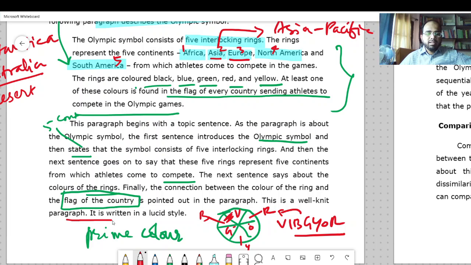This is a well-knit paragraph, and it's well written in a lucid style. Lucid means something tasty, that is, you can enjoy it, and very pleasant, right? So it is a very pleasant paragraph that has come across there.